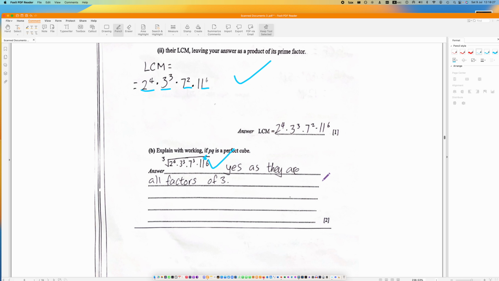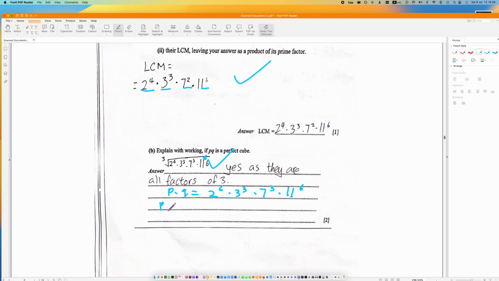So in fact, I think the way you explain is like this. Basically, your explanation is not clear. You might understand it, but your explanation is not clear. So how do you explain? You just write like this. P times Q will give 2 to the power of 6, 3 to the power of 3, 7 to the power of 3, 11 to the power of 6. Write this down. So, perfect cube.